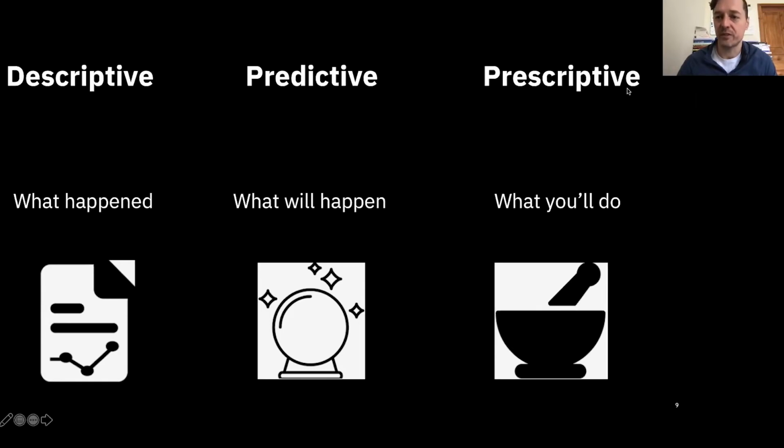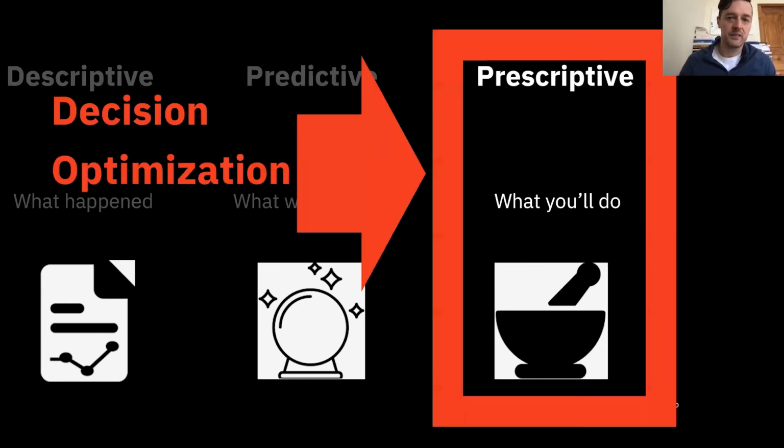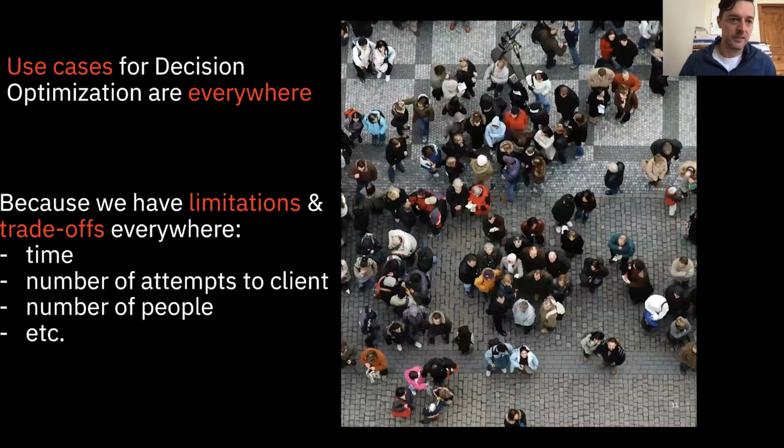And prescriptive, and I'm going to talk about this one today, is what you will do. So you are planning for something, and this is decision optimization. And in my opinion, this is super important. Use cases for decision optimization are everywhere, because when we do something in our everyday lives, we've got limitations, and we have to make trade-offs. Time is the main resource that we are lacking.